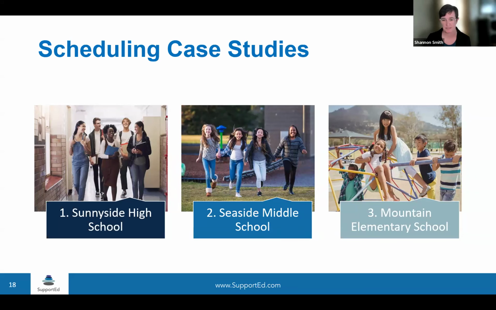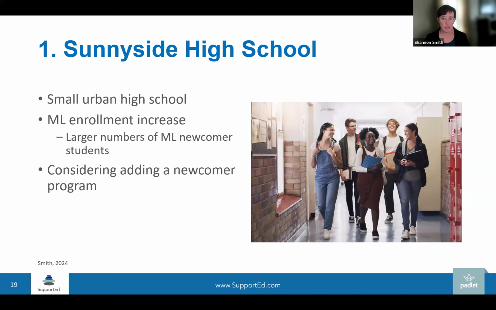So the first school we're going to look at is Sunnyside High School. They're a small urban high school, and the multilingual learner director and the high school principals there noticed an increase in their ML enrollment, particularly with their newcomer students. That shift in enrollment was starting to move them from a medium size enrollment to a larger size enrollment. They even looked at their five-year trends and some information from community partners, and noticed that they anticipated more newcomer students arriving in the upcoming and subsequent years.